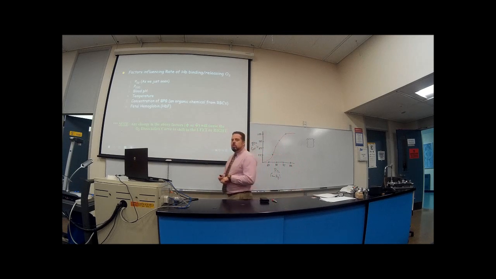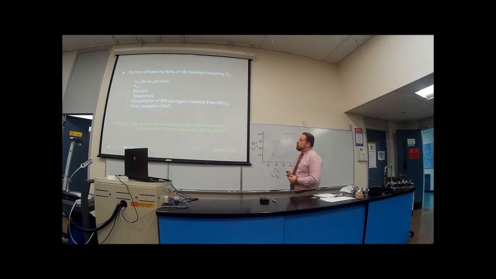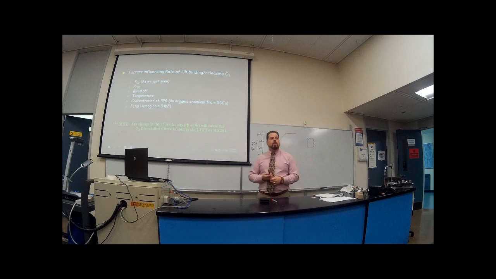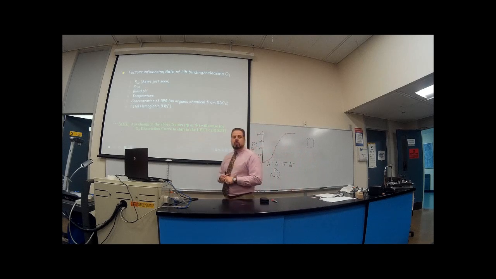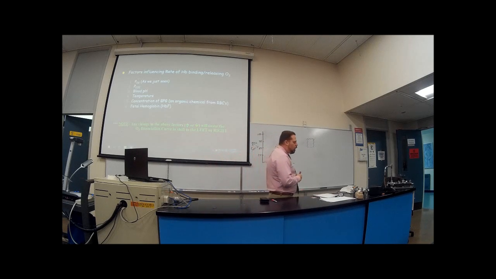Also, temperature is going to play a factor in this to do something to this curve. We're also going to talk about something called the concentration of BPG, also known as DPG, and we'll get into that later. It's an organic chemical that's found on red blood cells. Fetal hemoglobin is also going to take part in this, because when a fetus is inside the mom, the lungs are not working. So when the oxygen comes onto the hemoglobin of the fetus, we've got to make sure that it's going to stick a little tighter than usual in an adult, because there is no interaction with the lungs. We've got to have it stay on a little bit longer.